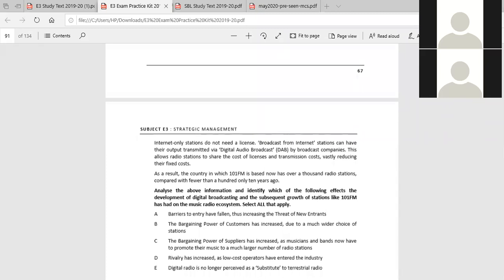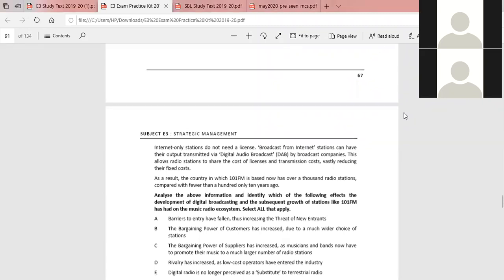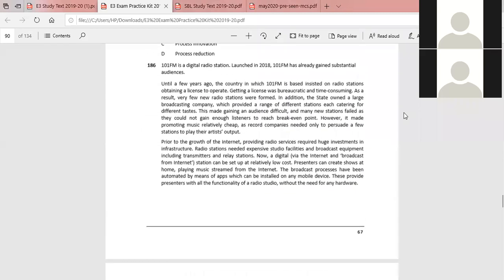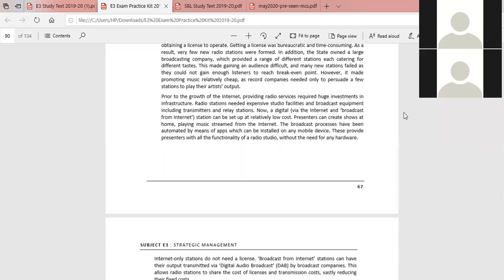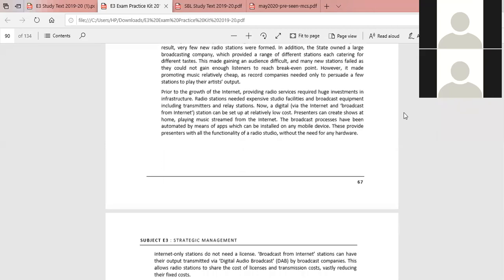Okay, let's see the gist of it. Earlier, to start a radio station was not very possible because of the licensing procedure, which was time consuming, and also government's presence in this particular sector was very dominant. They had many radio stations serving various customers. So it was not possible for them to start. The cost aspect also was very high, wherein it was not possible for them to break even.